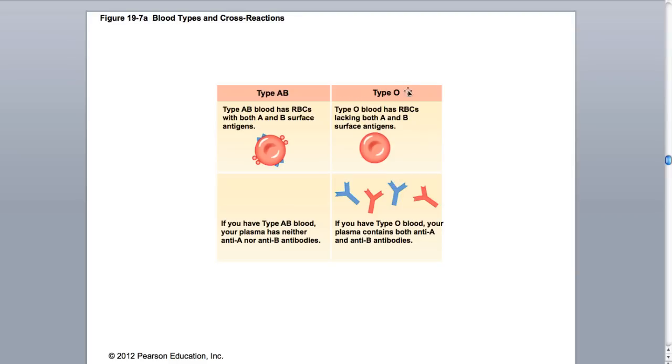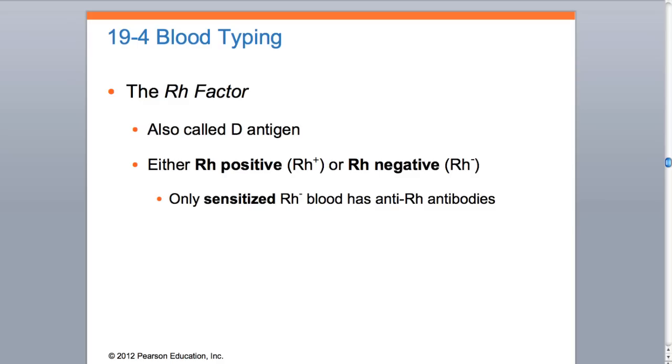On the other hand, O lacks surface markers. So they can give this red blood cell here to anyone because they're a universal donor. They lack the surface antigens. However, O blood can only get from a fellow O because they have antibodies against A and B. The next kind of factor that we have, another type of antigen, is the D antigen or the Rh antigen. Why are they calling it Rh? Because it was first studied in a rhesus monkey. So since it was first studied in a rhesus monkey, we call it Rh, and now it's called D antigen.